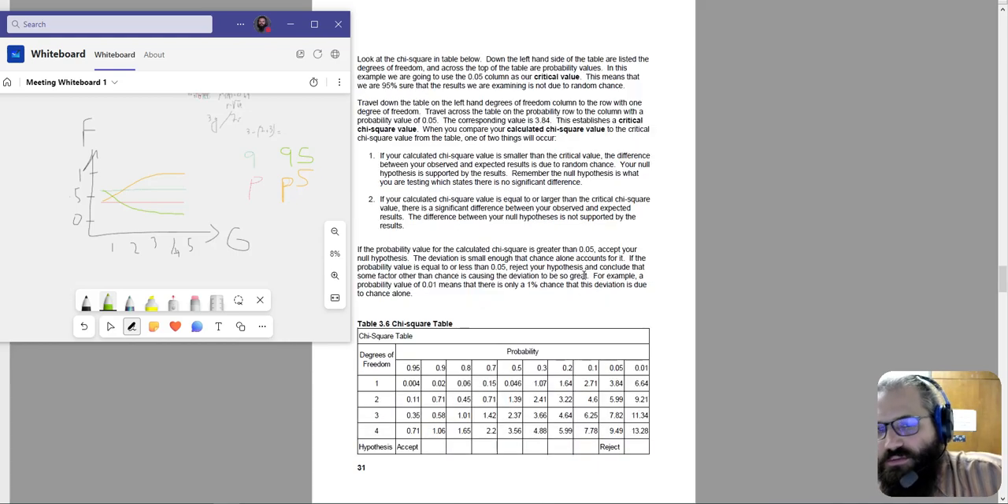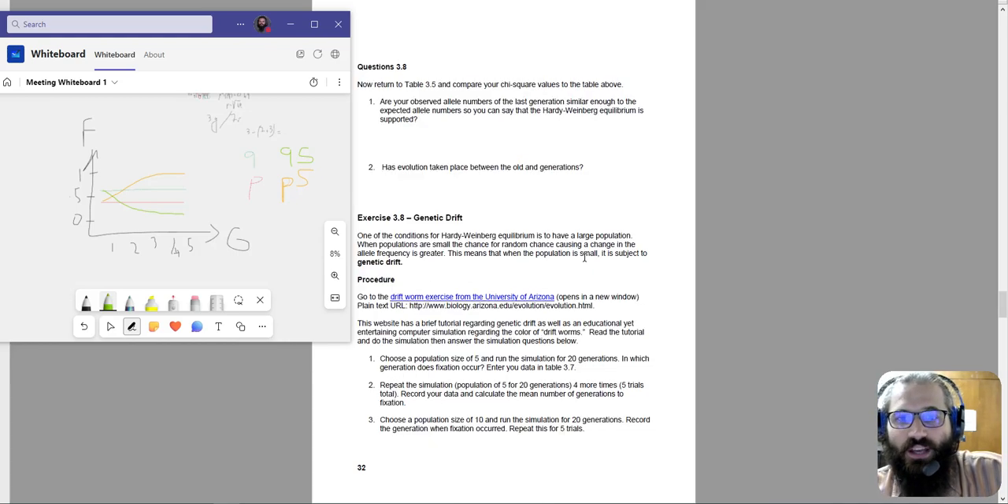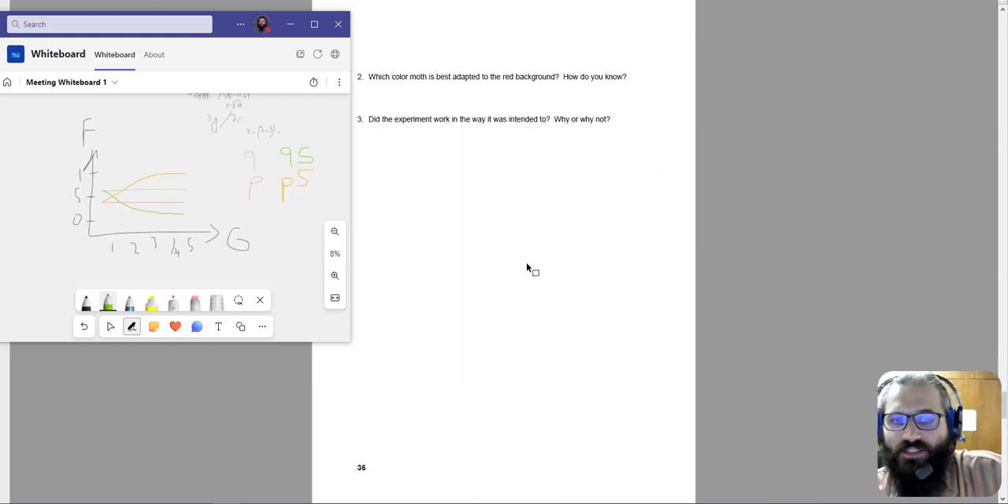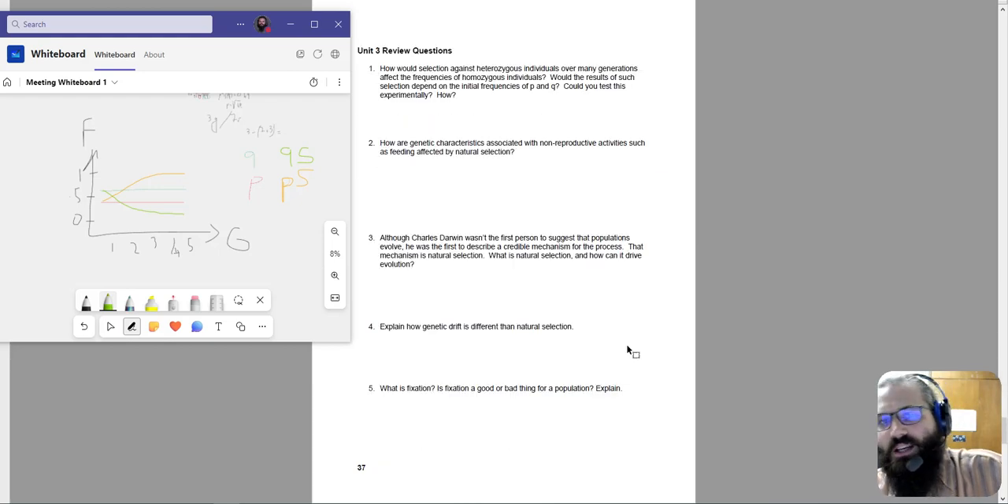Not super essential for the class. But yeah, that's a rundown of the lab. You have a genetic drift exercise, please do it. And yeah, you can do the paper exercise as well if you want. It's an alternative. It's similar. We did something similar.